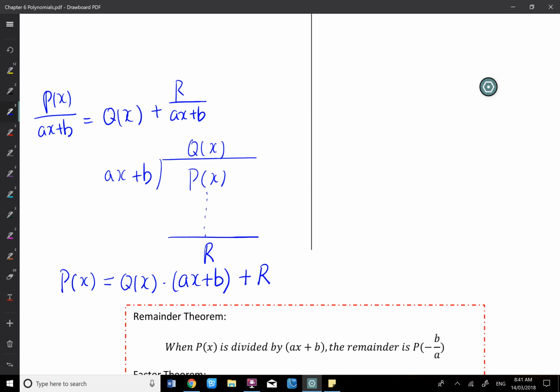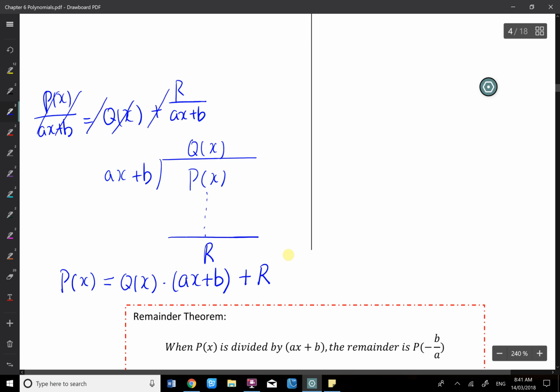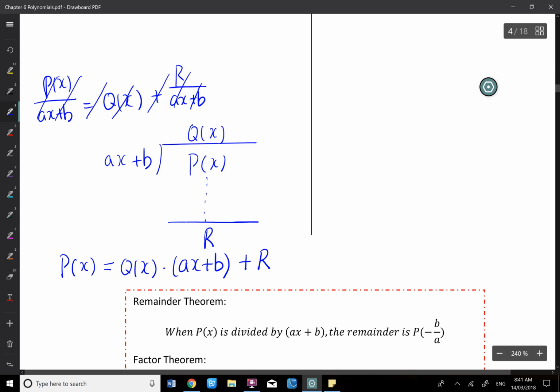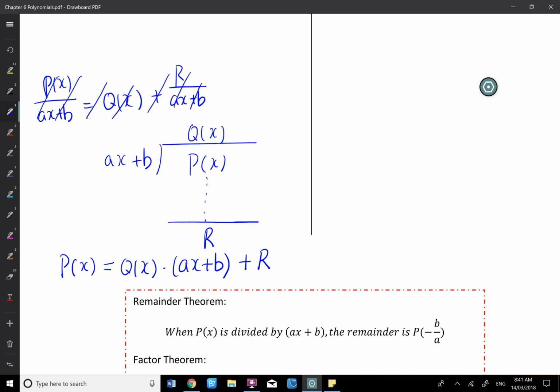But I don't really need that one because I also talk about the remainder theorem and the factor theorem. So that's why I don't really need that notation. So just forget about it. But that's the right notation. Let's just observe p(x) equals q(x) times x plus b, and then plus r. That's the remainder.